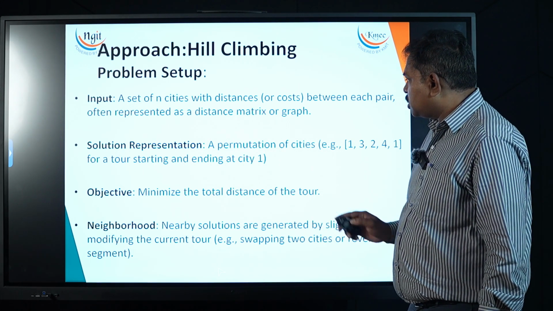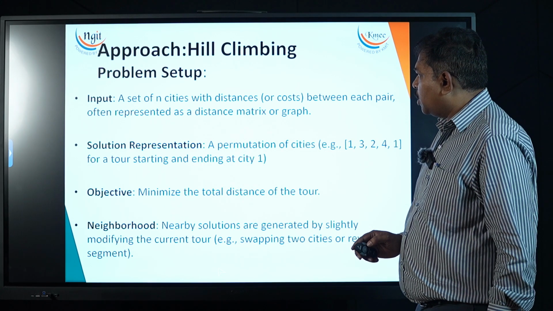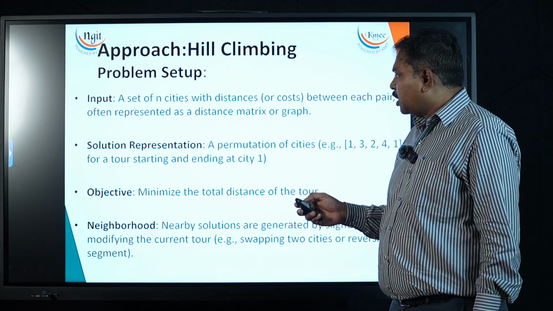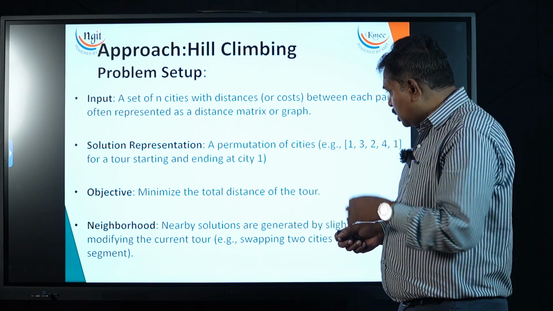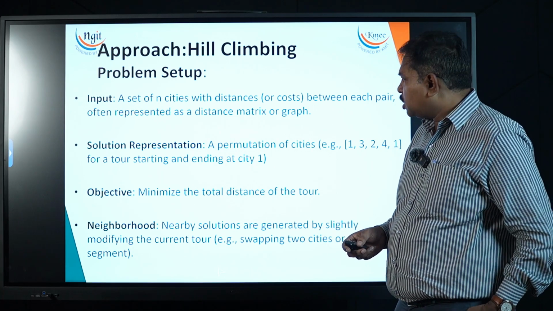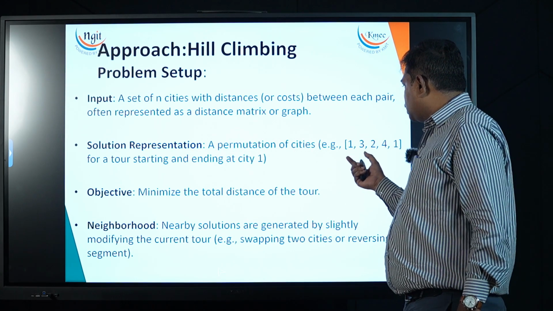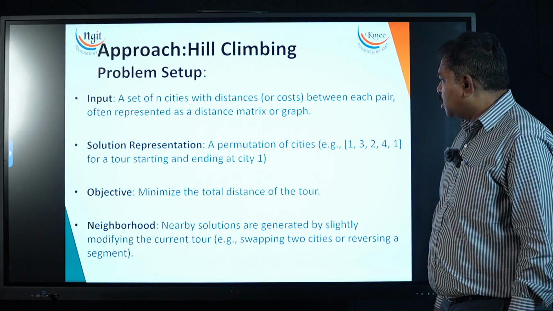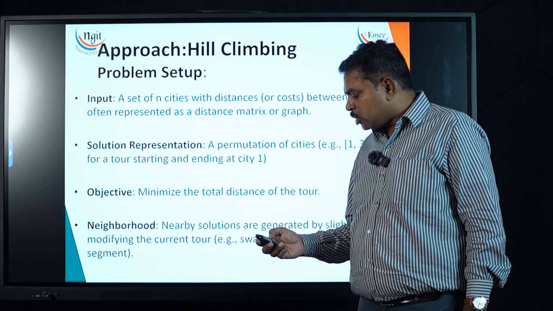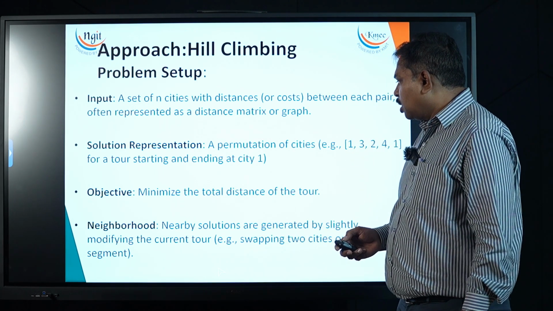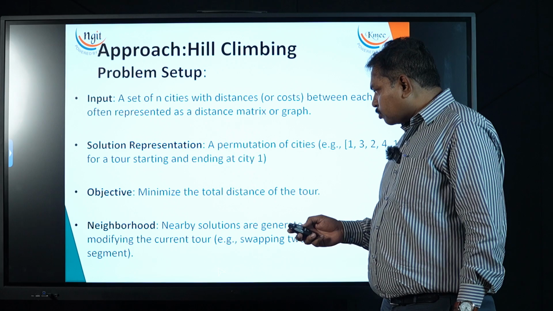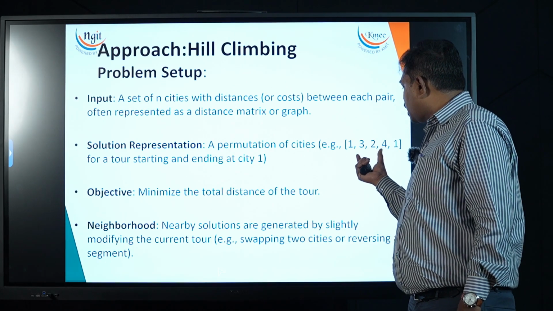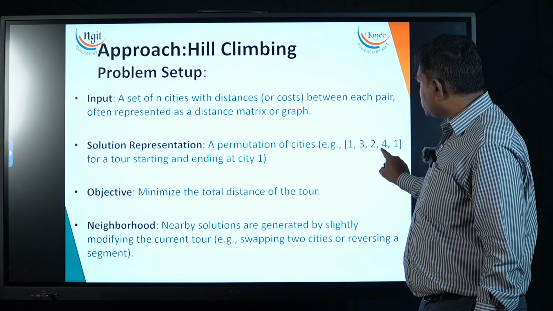Now I represented this problem where the input is n cities, the number of cities, and their distances as a matrix, and then the solution representation. Each state represents a permutation of the cities, the order of the cities that the traveling person is visiting. The objective is to minimize the cost of traveling, and at every step he generates neighbor states by making slight changes to the current state.